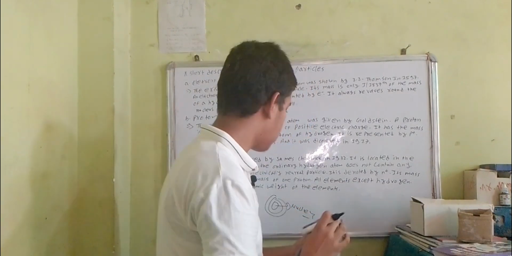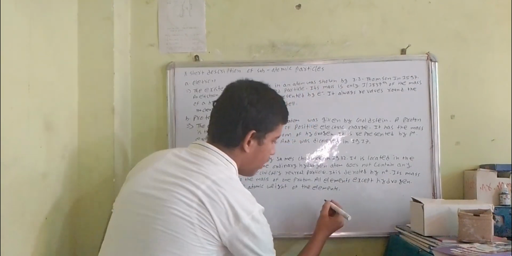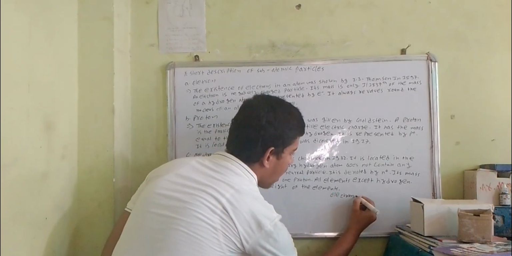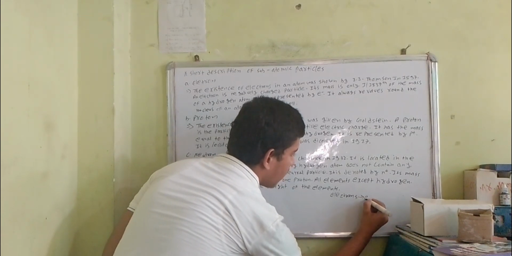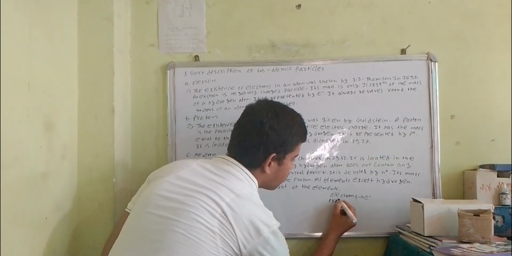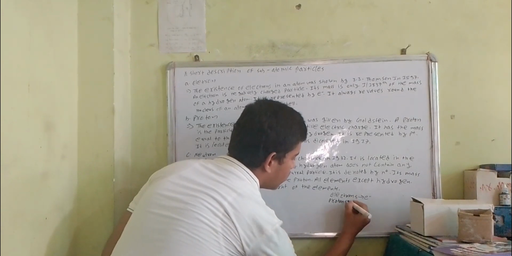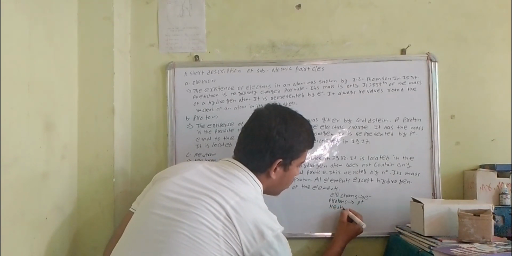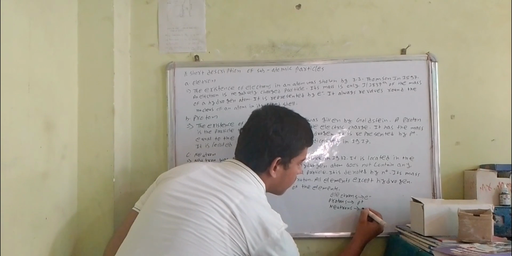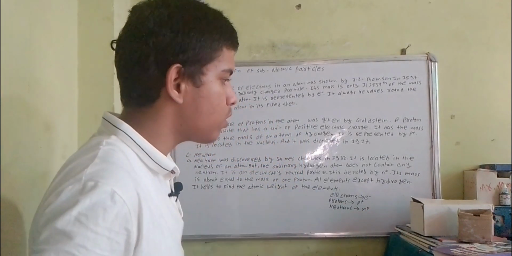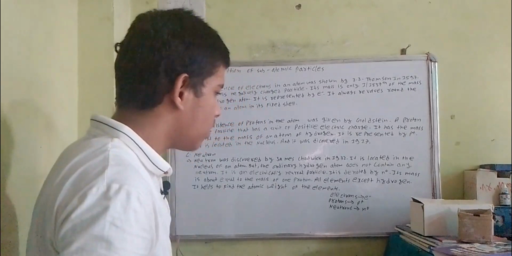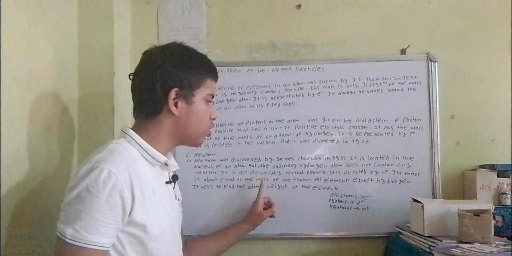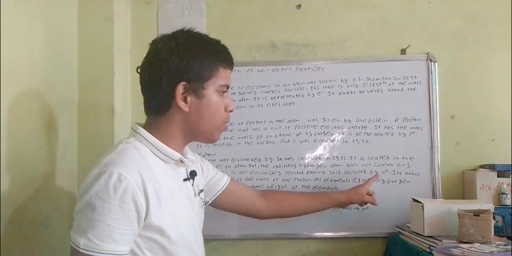Okay, let me write here. Electrons are denoted by e to the power minus. Protons, its symbol is p plus, and neutrons, its symbol is n0. n0 means they don't have any kind of charge, right? It is neutral. You see here, it is an electrically neutral particle. It is denoted by n to the power 0.